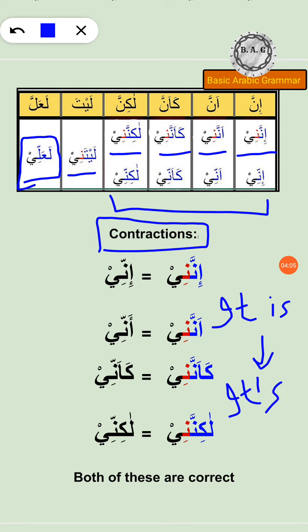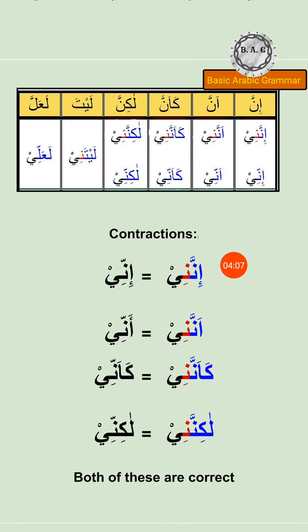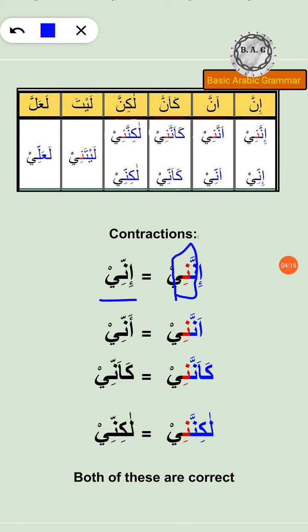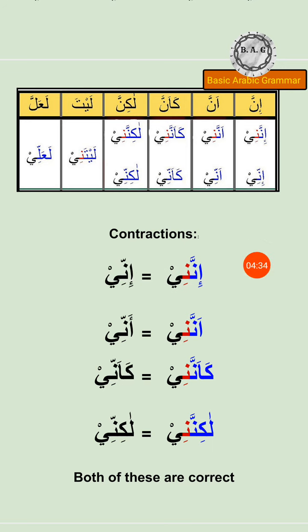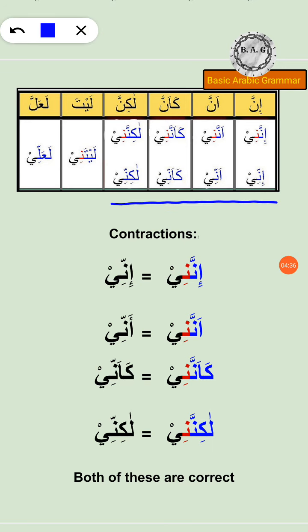So what's actually happening is that these two noons fuse together, and it becomes inni. That's all that is happening here. Similarly, annani becomes anni, ka'annani becomes ka'anni, lakinnani becomes lakinni. And both of them can be used. So this was the concept of contractions, and this is something that you can see in the table as well. Inni, anni, ka'anni, lakinni.